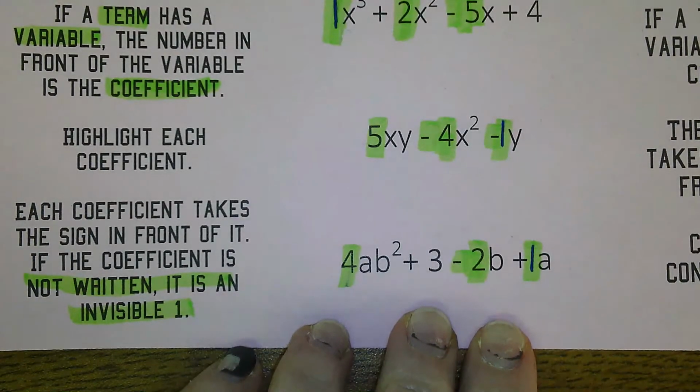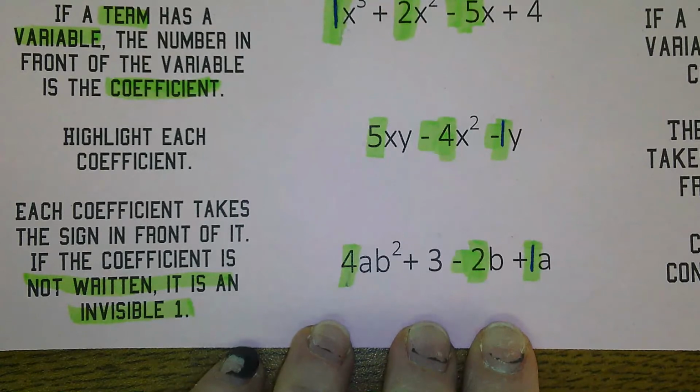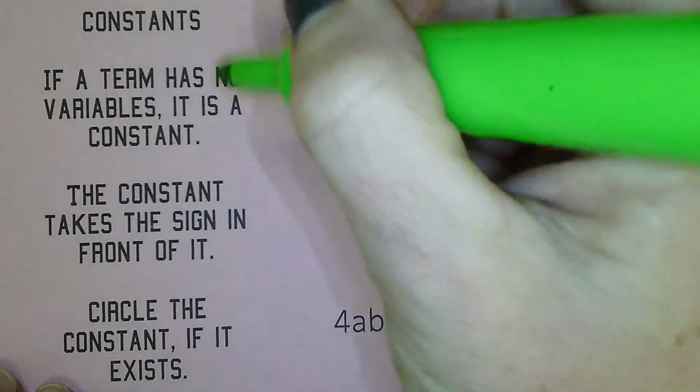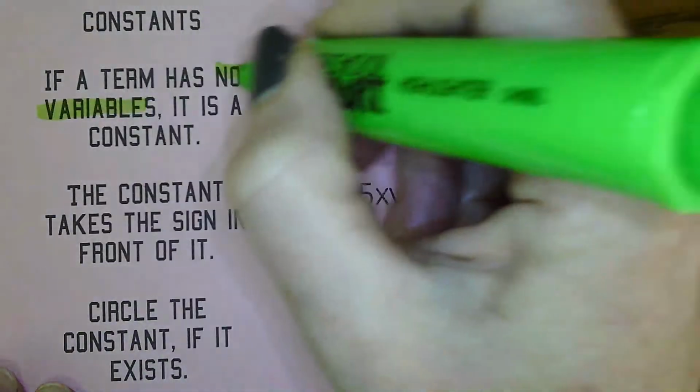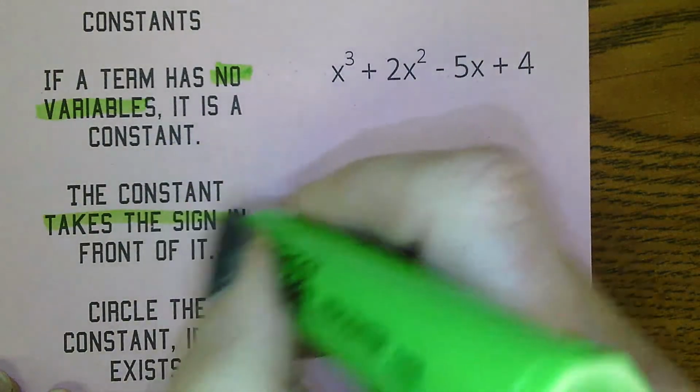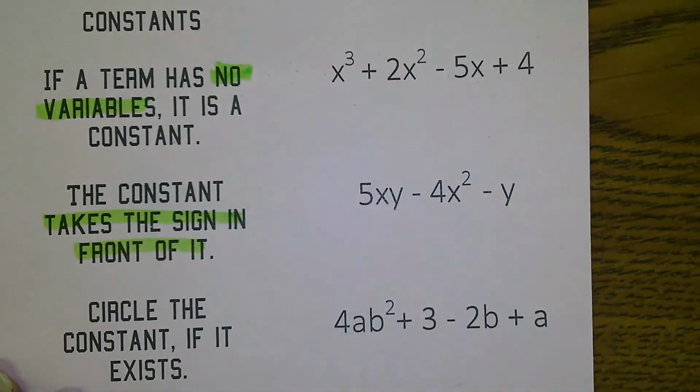I'm going to pause the video to prepare for constants. You can follow along with me. Okay, so the exact opposite of a coefficient is a constant. And a constant is a term that has no variable with it. If you do not have a variable, then you are a constant. Again, the constant takes on the sign of the symbol in front of it.